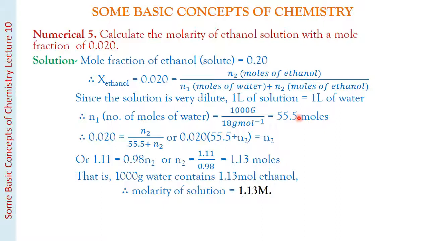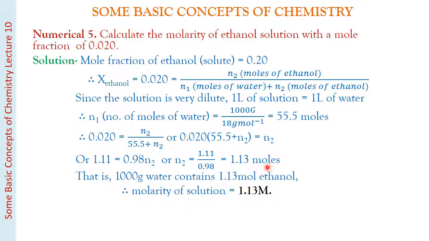So now you can put the moles of water in this formula. So this would become 0.02 is equal to N2 over 55.5 plus N2. When you solve for N2, you will get N2 to be 1.13 moles, right?